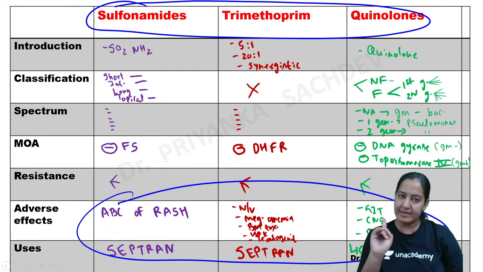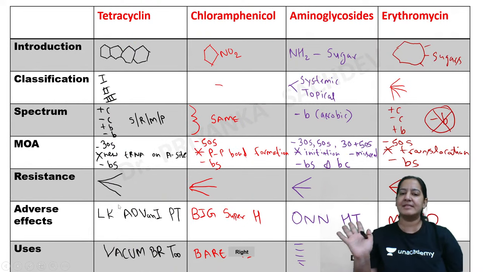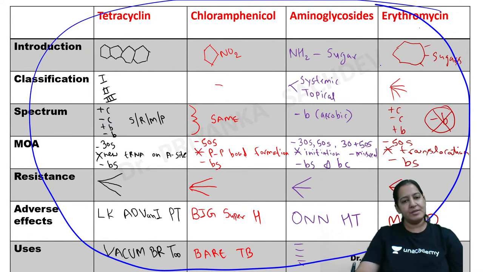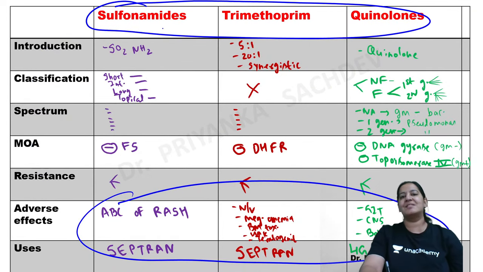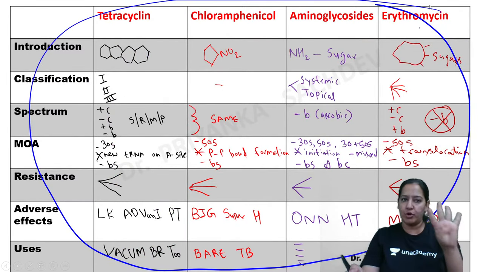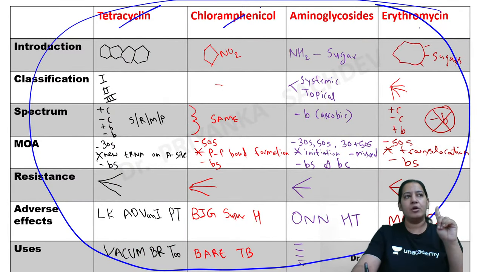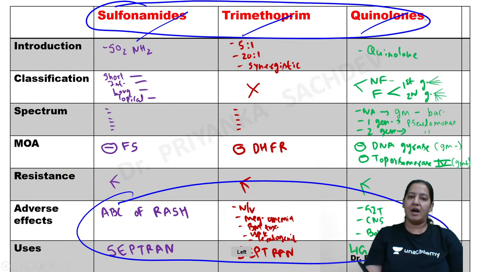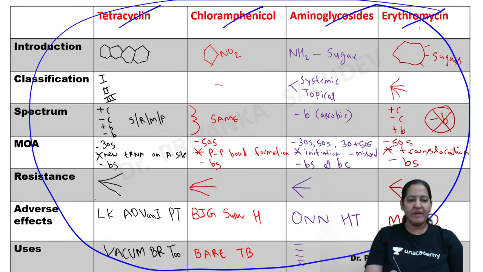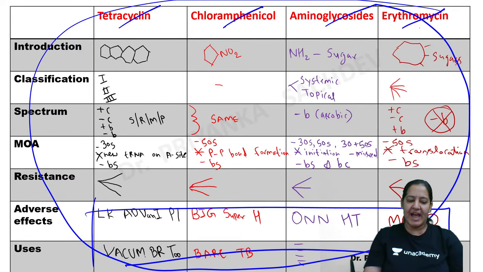So that was the first master table and this is the second master table we have drawn right now. These are protein synthesis inhibitors. In the nucleic acid synthesis inhibitors, I took 3 chapters: sulfonamide, trimethoprim, quinolones. And in the protein synthesis inhibitors, I taught you 4 chapters: tetracycline, chloramphenicol, aminoglycoside and erythromycin. So till now 7 chapters are done, 3 plus 4. Right? So you want to revise the adverse effects and uses once and then we will end the session.